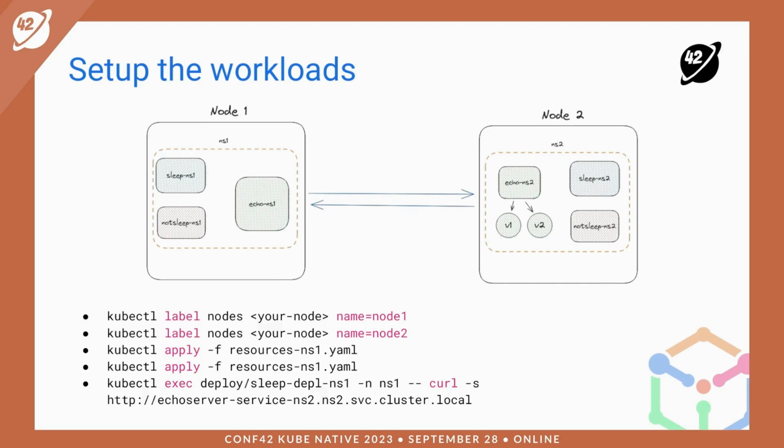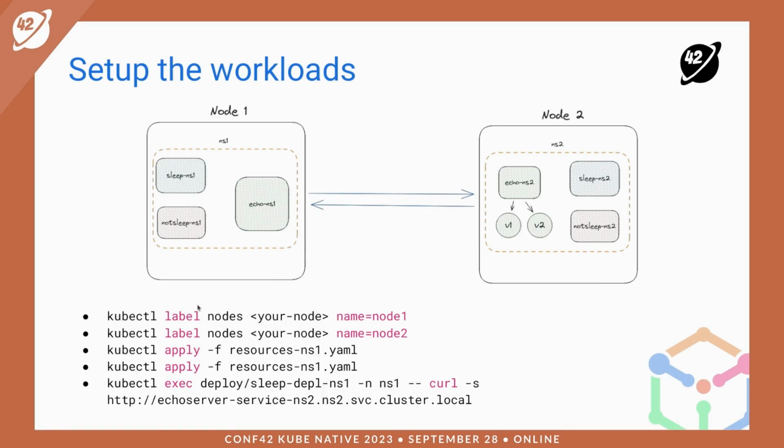So the way this demo will progress is that we'll be starting with this particular architecture and we'll keep adding bits and pieces to it. As you can see, there is just one namespace in node 1 and another namespace in node 2. Each namespace is going to have sleep and not-sleep pods. However, the echo server in NS1 is just one deployment, and in NS2 it has 2 versions, V1 and V2, for us to understand traffic management as well.